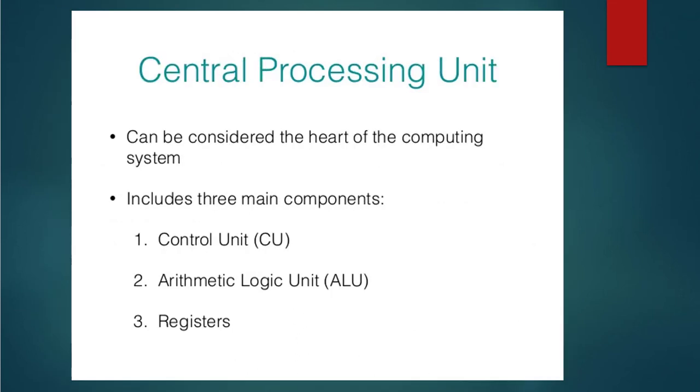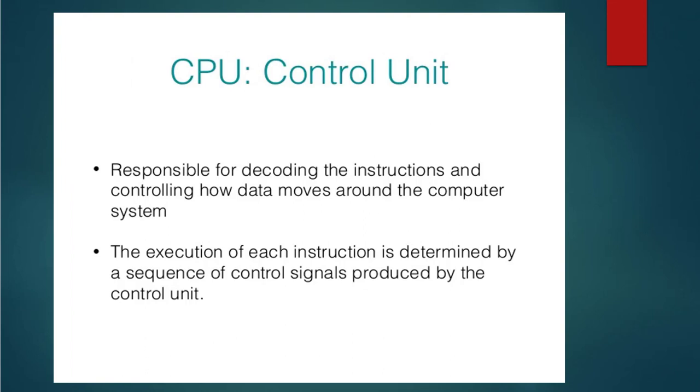Next, the central processing unit can be considered the heart of the computing system, including three main components: control unit, arithmetic logic unit, and registers. Next, control unit, responsible for decoding the instruction and controlling how data moves around the computer system. Next, the execution of each instruction is determined by a sequence of control signals produced by the control unit.